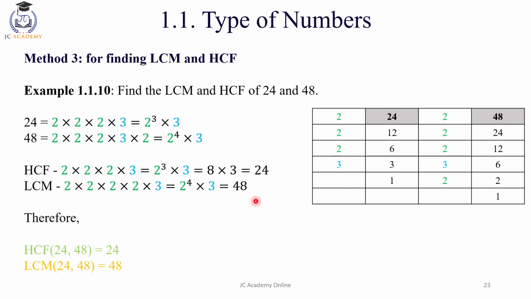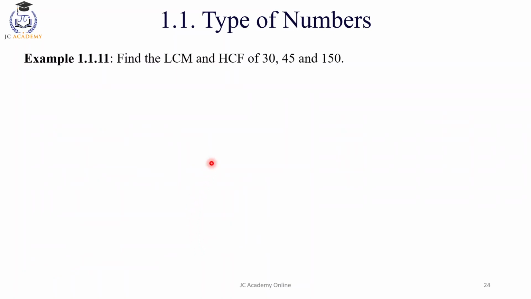Okay. So notice that we could also write it out in the form that's shown previously. So HCF open brackets 24, 48 close brackets is equal to 24, and LCM open brackets 24, 48 close brackets is equal to 48. Okay, let's look at another example.